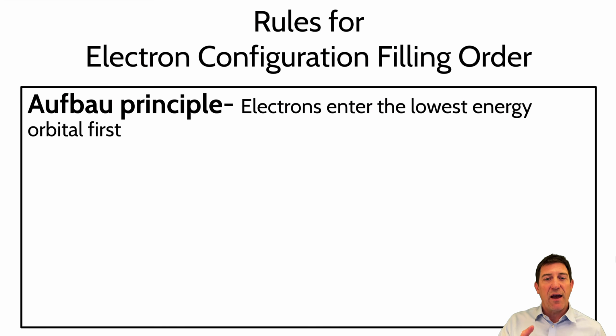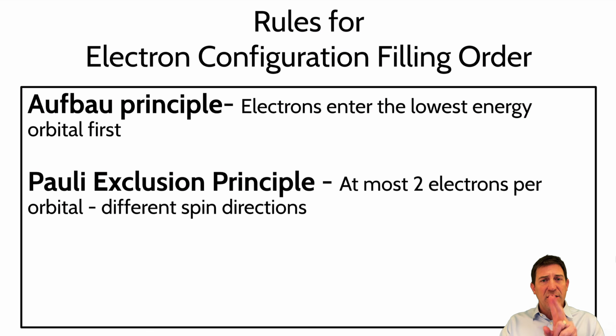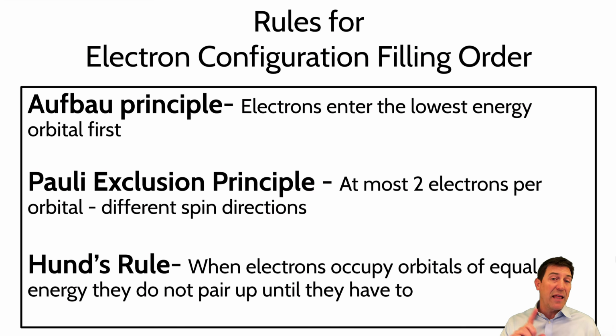The first one is called the Aufbau principle. Electrons are going to enter the lowest energy orbital first. What does that mean? I'm going to show you, and we're going to make sense of it. The second rule is the Pauli exclusion principle, which states at most 2 electrons per orbital, and they spin in different directions from each other. And the last one is Hund's rule. Hund's rule states when electrons occupy orbitals of equal energy, they do not pair up until they have to. And that's not going to make any sense until I show you an example. So once you get done writing this down, putting a box around it in your notes, hit the play button, and I'll show you what these mean.